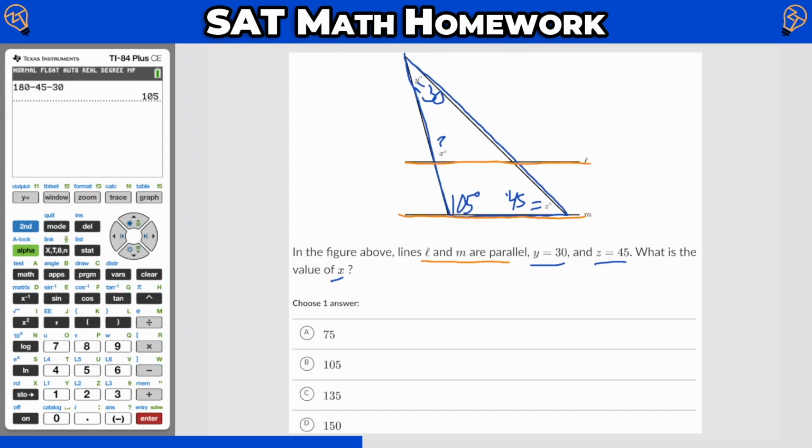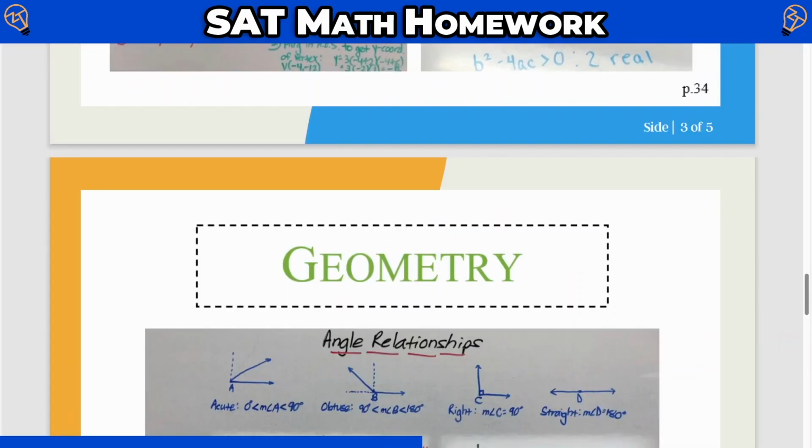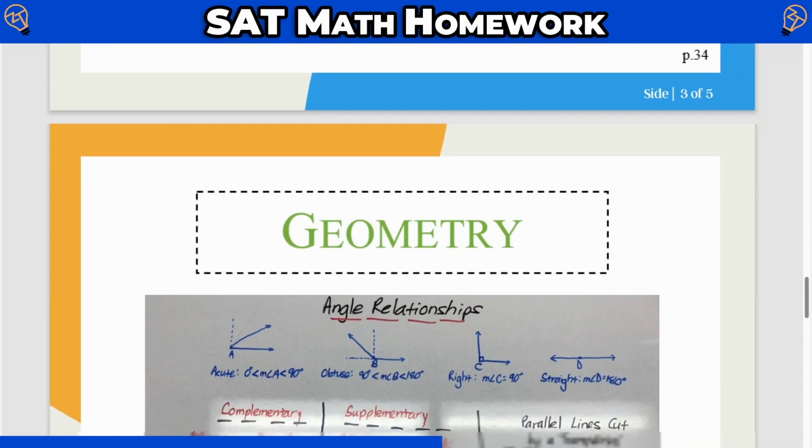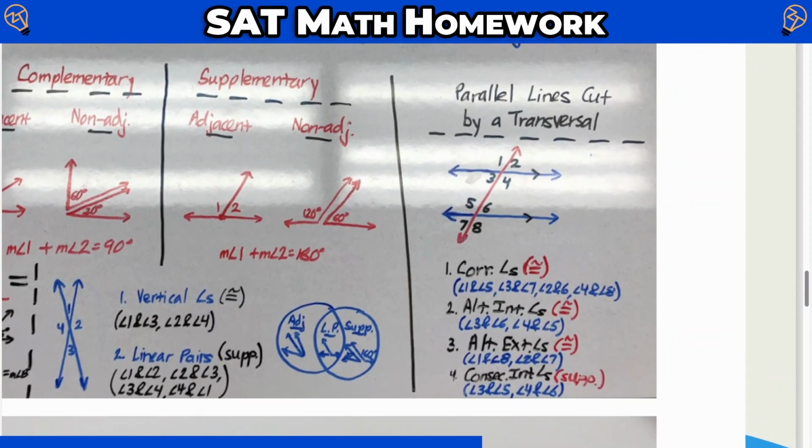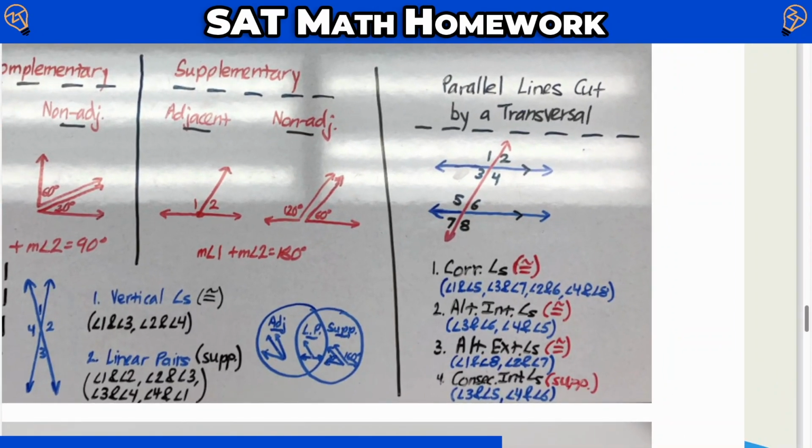Okay, now the other thing that stands out to me is that I have these lines L and M, which they say are parallel. And so I essentially have parallel lines cut by a transversal. And keep in mind when that occurs, recall on the back side of page 34, which is side 4 of our math reference document, you have these 4 relationships when two lines are cut by a transversal, more specifically parallel lines cut by a transversal.